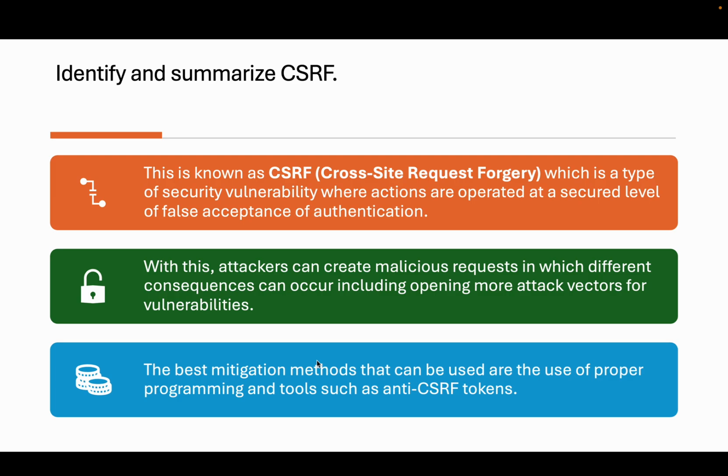In addition, with these types of attacks, malicious requests are created in which consequences can occur, including more attack vectors, which means that they can spread something like a worm, which will be able to infect one area of a network and then spread to different areas. The best mitigation methods that can be used for this are proper programming as well as CSRF tokens. So pretty much what that means is having good, proper programming methods just to ensure that there's proper authentication, it doesn't leak out any data, and also these tokens are very beneficial and helpful.